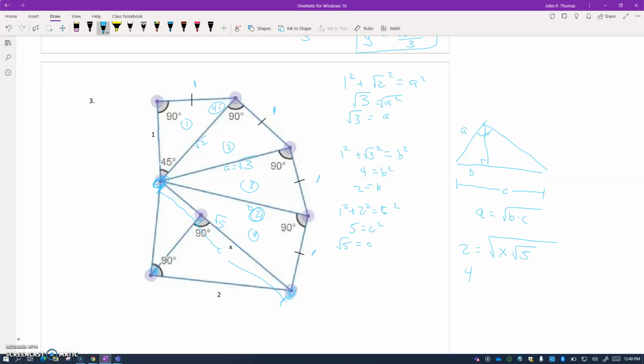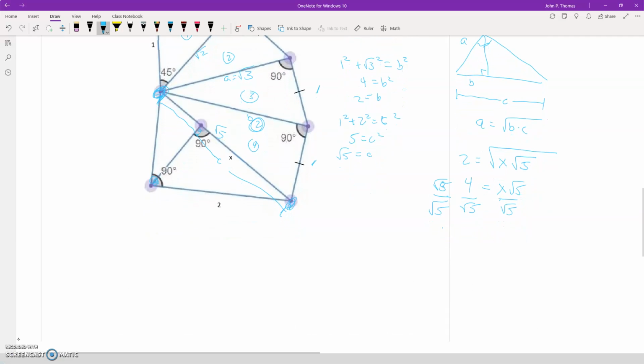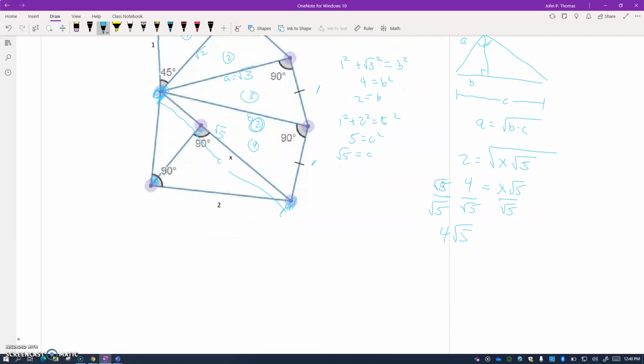I'm going to square both sides, so I get 4 equals X root 5. And then I'll divide both sides by root 5, and then I'm going to rationalize it by multiplying top and bottom by root 5. All right. If I do that, I end up with 4 root 5 over 5 equals X. All right, so our X value in this one is 4 root 5 over 5. Hope that helps. Thanks. Bye.